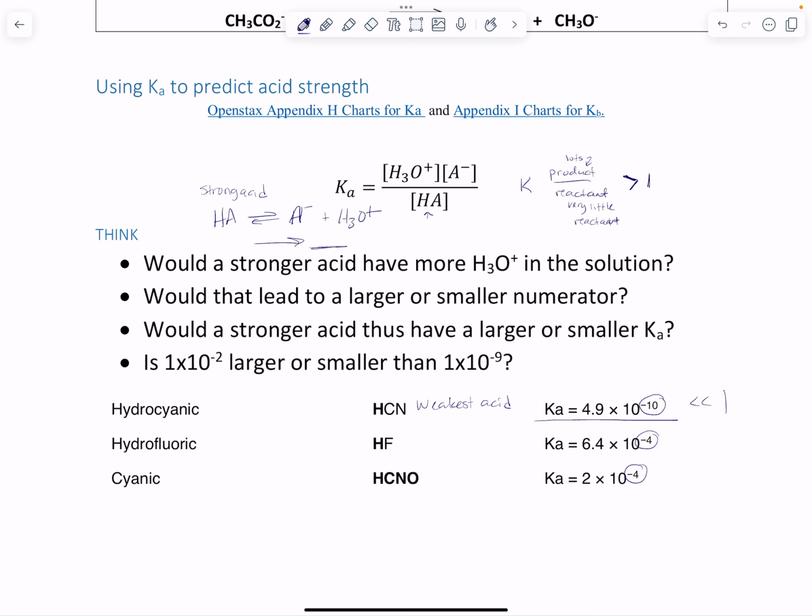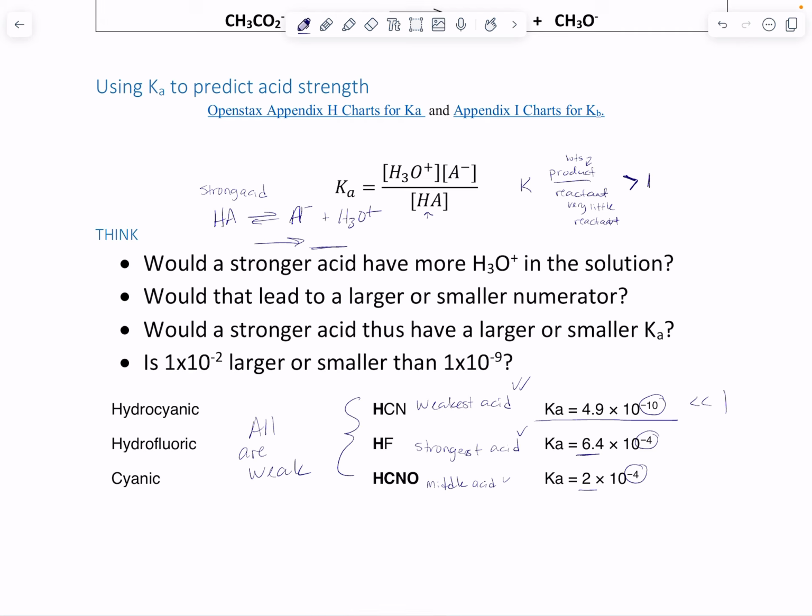When I look at the other two, since their exponents are the same, then I can look at the front number, and I can say that this is the middle acid strength, and then this is going to be the strongest. Note, all of these are considered weak acids, so I'm not saying that HF is strong. All are weak. But I'm saying within that scale of being weak, this is stronger than this one, and both of them are stronger than that one.